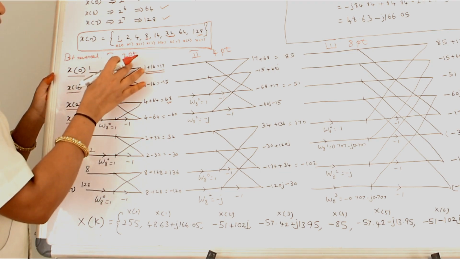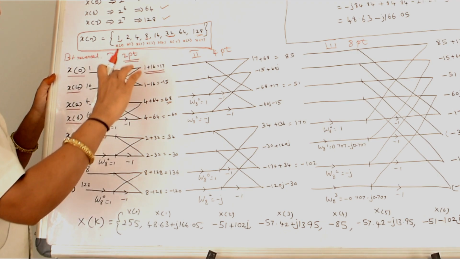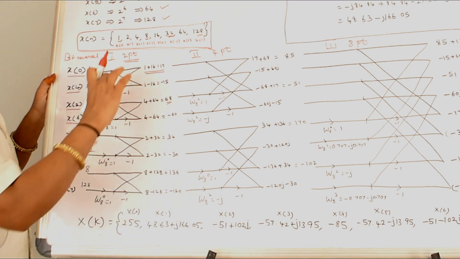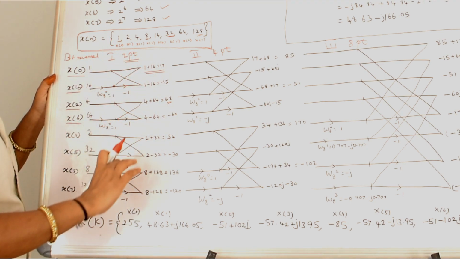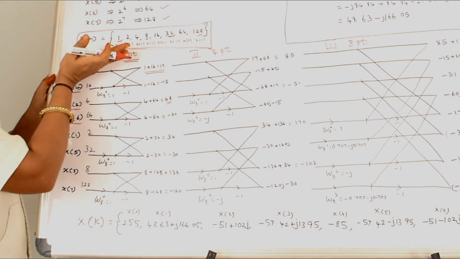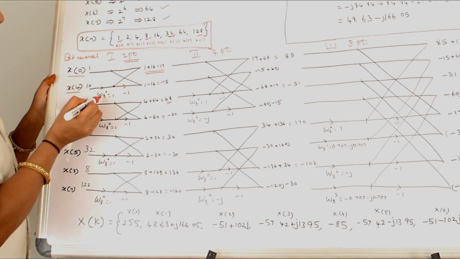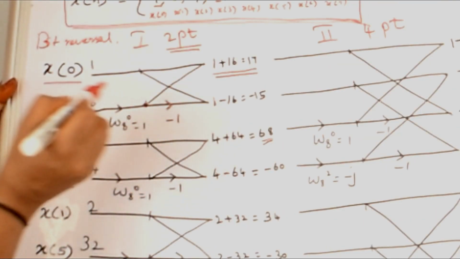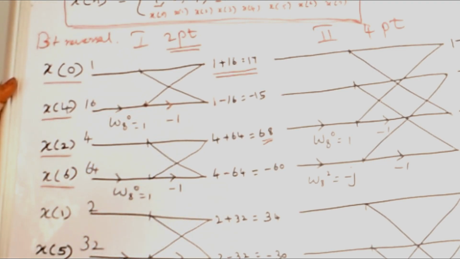In the first stage it is the 2-point DFT, so I am going to divide the sequence in 2. This is the first 2-point DFT, this is the second one, this is the third one and this is the fourth one. In each 2-point DFT, the first half will be normal, and in the second half I am going to multiply with the twiddle factor and also with -1. The same way I am doing for the remaining ones.